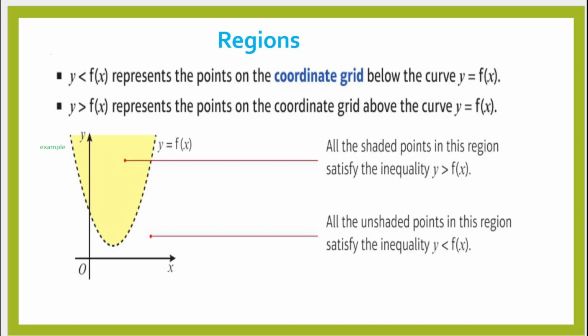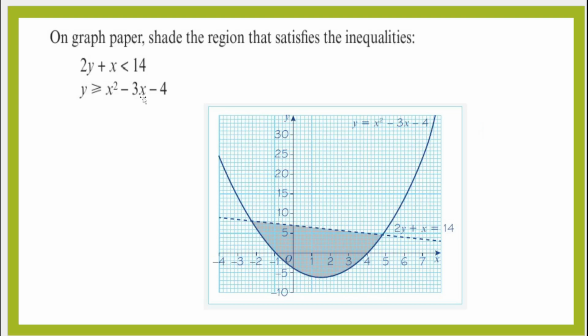Now let us discuss regions satisfying the inequalities of the form y less than f of x or y greater than f of x. First of all, sketch the graph of y equal to f of x. The yellow shaded region represents the inequality y greater than f of x and the unshaded region represents the inequality y less than f of x. For example, on the graph paper, shade the region that satisfies the inequalities 2y plus x less than 14 and y greater than or equal to x square minus 3x minus 4.